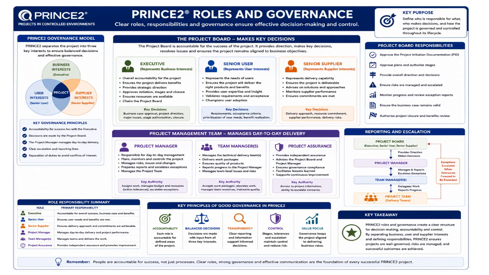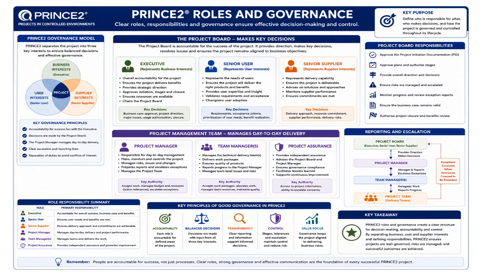The center bottom section highlights the key principles of good governance within PRINCE2: accountability, balanced decision-making, transparency, control, and value focus. These governance principles help ensure projects remain aligned with organizational strategy while managing risks and maintaining stakeholder confidence. Finally, the key takeaway on the bottom right summarizes the overall purpose of PRINCE2 governance very well.